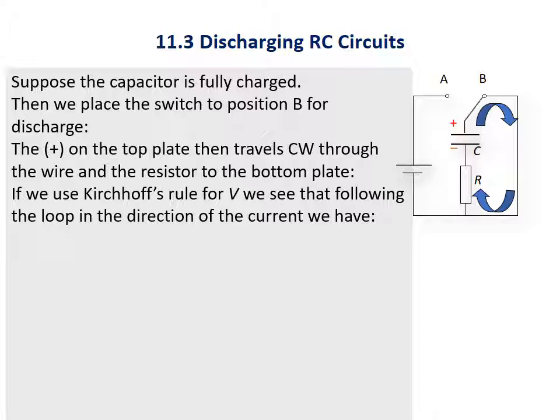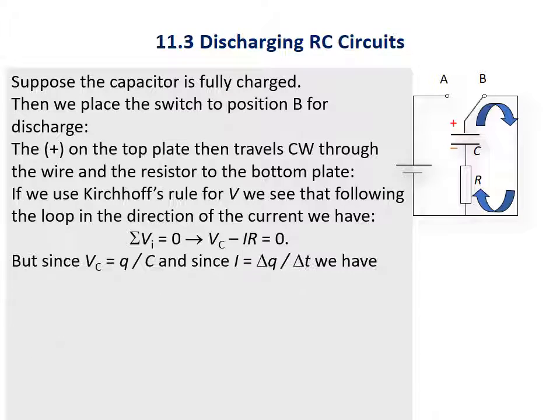If we use Kirchhoff's rule for voltage, we see that following the loop in the direction of the current, the sum of the voltages in this loop equals 0. That includes the voltage dropped across the resistor, so the voltage supplied by the capacitor minus the voltage dropped across the resistor equals 0. V is I times R. We will have a review of Kirchhoff's laws before the topic 10 and topic 11 exam.